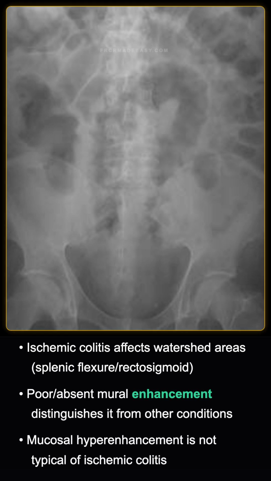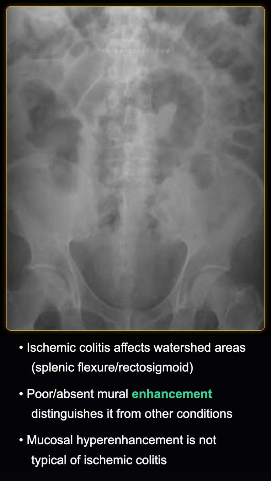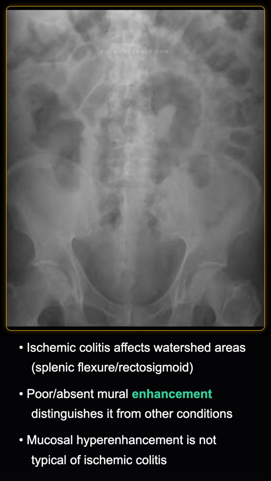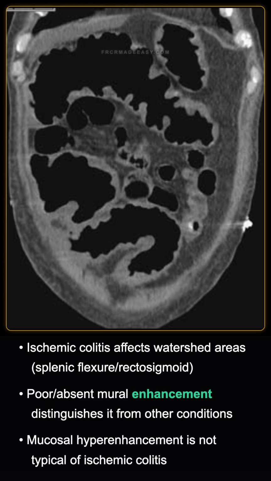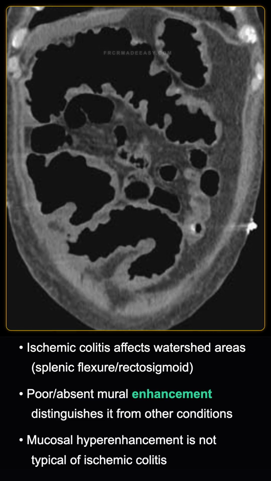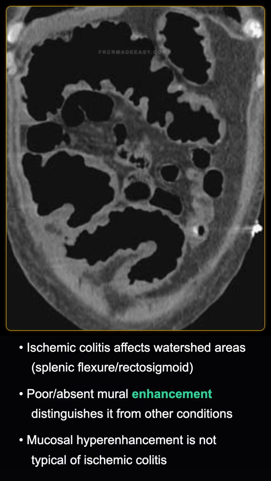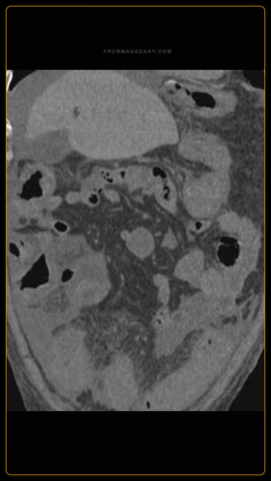Ischemic colitis classically affects specific vascular watershed areas, such as the splenic flexure or rectosigmoid junction, rather than causing a diffuse pancolitis. Furthermore, true ischemia will demonstrate poor or completely absent mural enhancement, unlike the intense mucosal hyperenhancement seen here. How would you manage this patient as a radiologist?